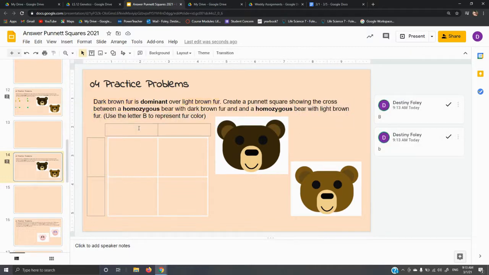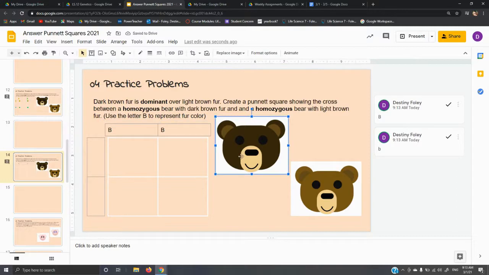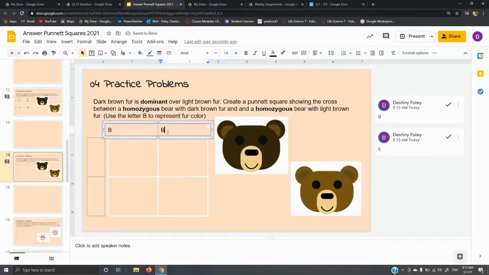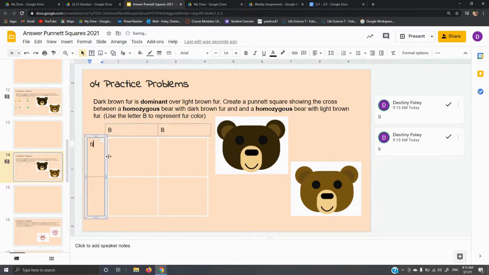So, what does that mean? We're going to take capital B. This represents the dark brown bear. Remember, homozygous means same alleles. Then we're going to take the light brown bear, and we're going to put their alleles over here. So we have lowercase b, lowercase b.